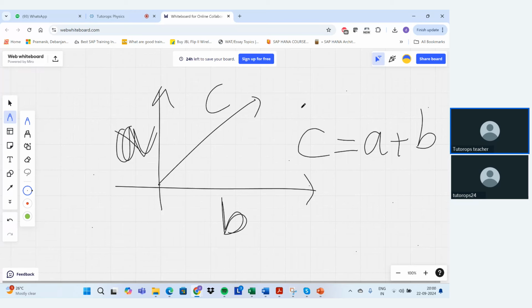Why? Because this addition is plain simple scalar addition, but I am speaking about vectors. So for any vector, there is a vector symbol for each and every case. And here we will have C is equal to A plus B. Okay, so this is the first concept. You can note it down.